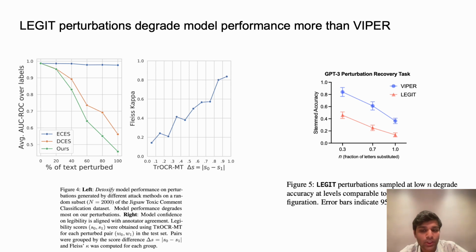Now, in the rightmost chart, we perturbed words using both LEGIT and VIPER, and then we prompted GPT-3 to recover or unperturb them, which is what we call the perturbation recovery task. We find that the LEGIT attack is much more effective at lower n, which means that it needs to replace fewer characters in the word to achieve the same effectiveness as VIPER. That is to say that it achieves the same reduction in GPT-3 accuracy on the perturbation recovery task, even though it perturbs the words to a lesser extent.